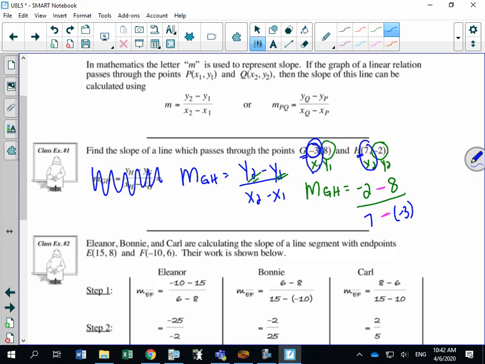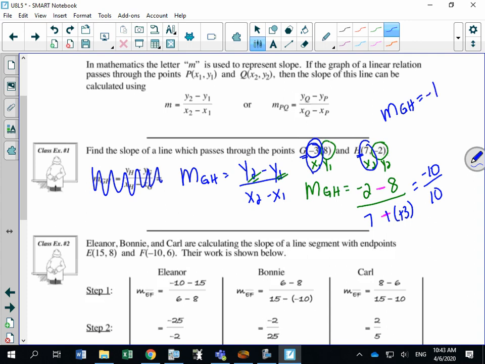Right? So you just plug it in exactly as you see this. y2 minus y1 over x2 minus x1. Negative 2 minus 8 is negative 10. 2 negatives down here make a positive. So this would be 7 plus 3, which is positive 10. Slope of GH is equal to negative 10 divided by 10, which is negative 1.